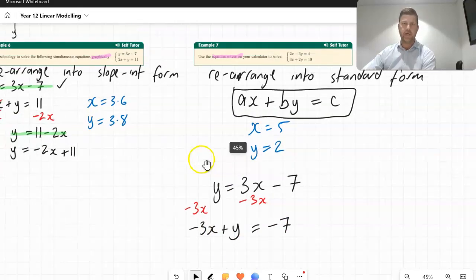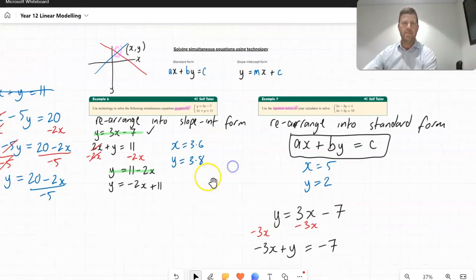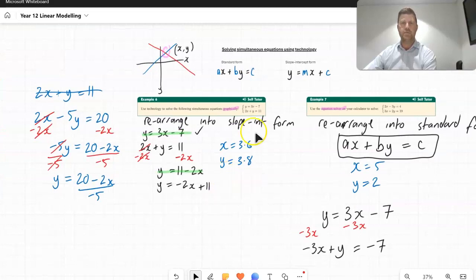So hopefully that helps. And that's it. Pretty straightforward, solving simultaneous equations using a graphics calculator.